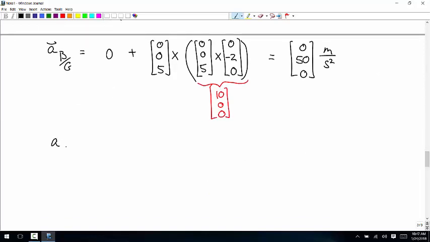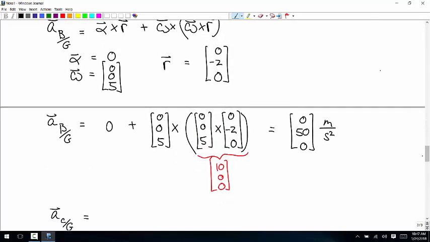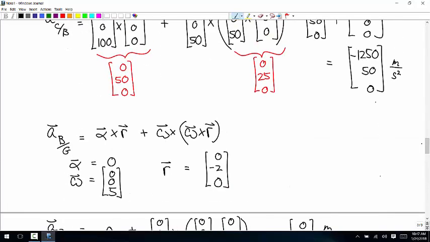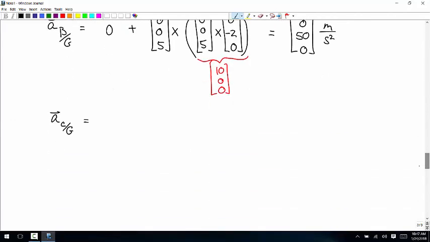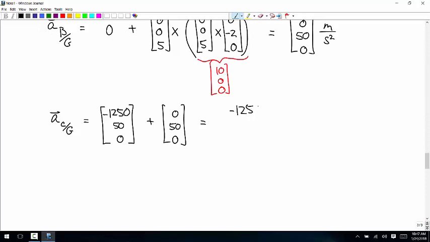So then the total acceleration of C relative to the ground is equal to, what do we have up there? Negative 1250, 50, 0, plus 0, 50, 0. So the total acceleration is negative 1250, 100, 0.